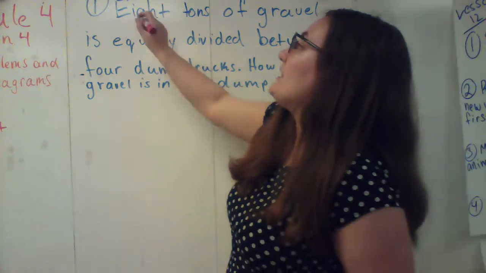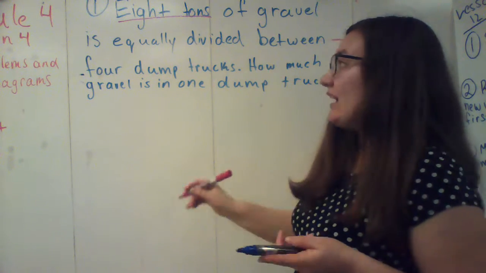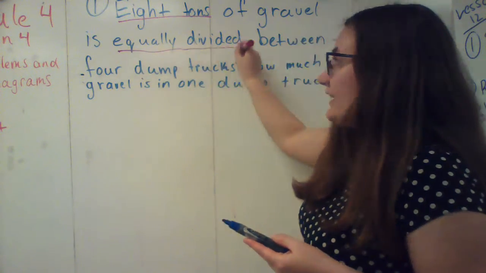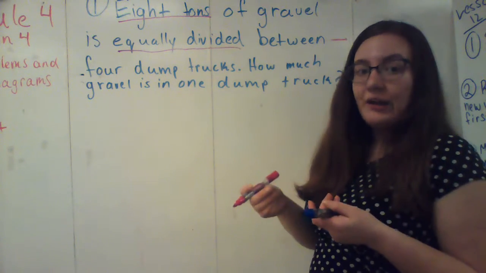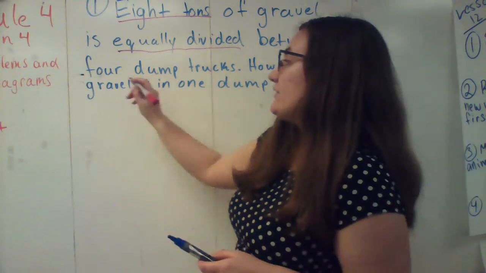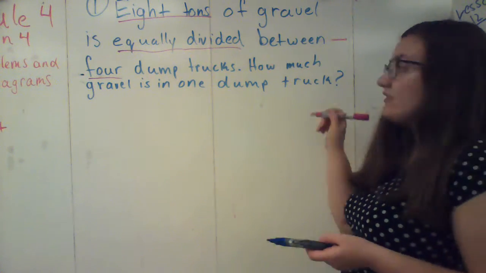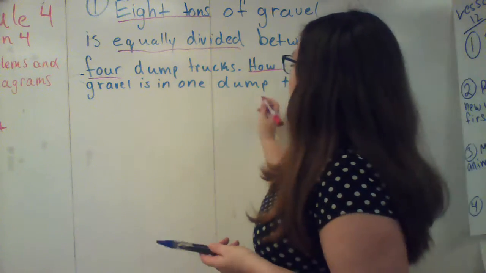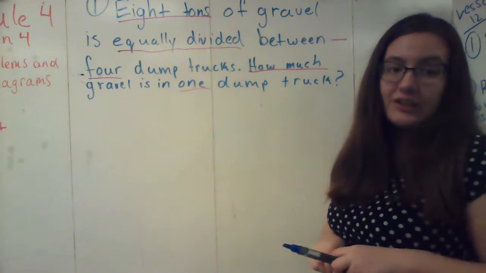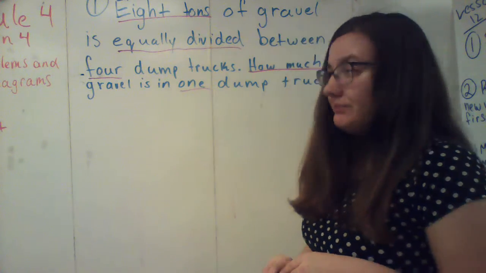So I'm first going to start with 8 tons because that tells me how much I have of something, and it's telling me that it's equally divided, so that gives me the keywords that are going to tell me what kind of math I am going to be doing. And they're being divided between 4 of these dump trucks. And then overall, I need to find out how much is in 1 truck. So that gives me an idea of where I should be starting.